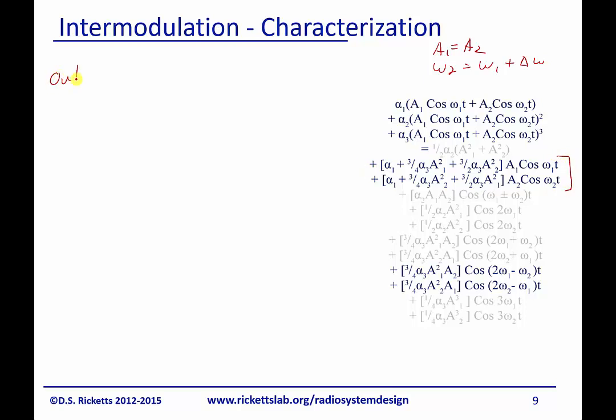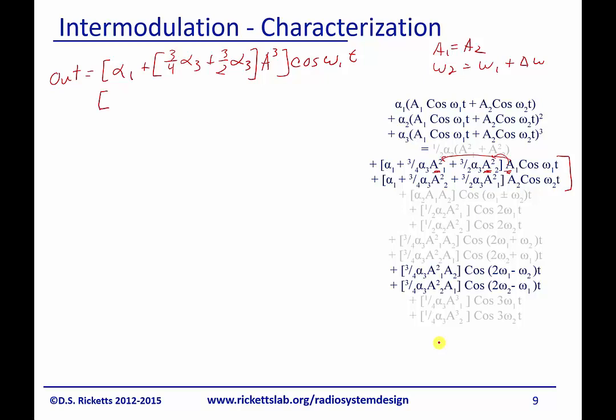So our output is going to be equal to alpha 1 plus 3/4 alpha 3 plus 3/2 alpha 3 times A cubed times cosine omega 1 t. Now, why was I able to do that? Well, this A1 is the same as A2 is the same as A1, so I can just multiply this in here and multiply this in here. I get A cubed, and I can just pull that up.